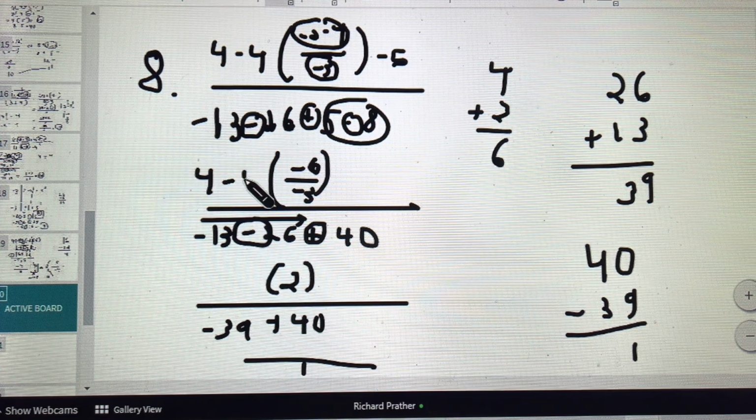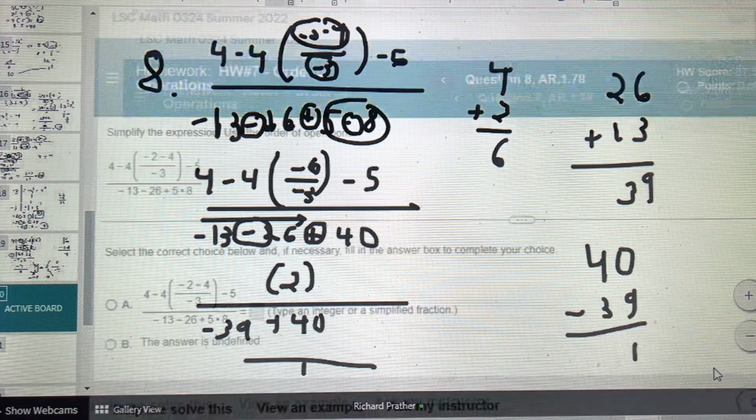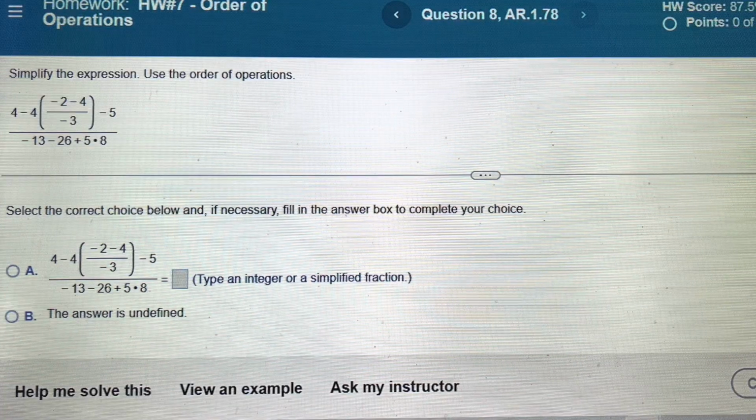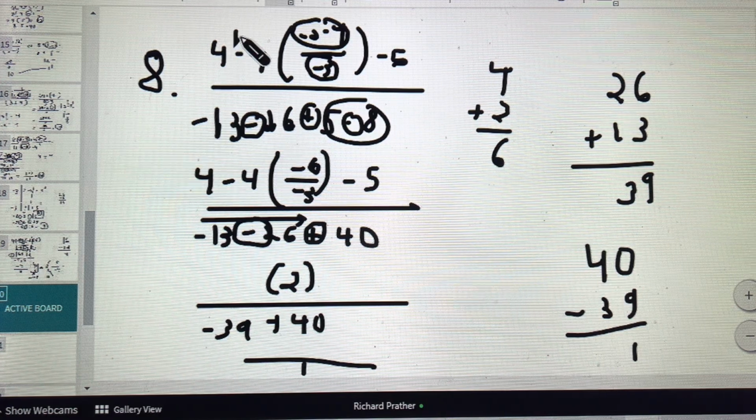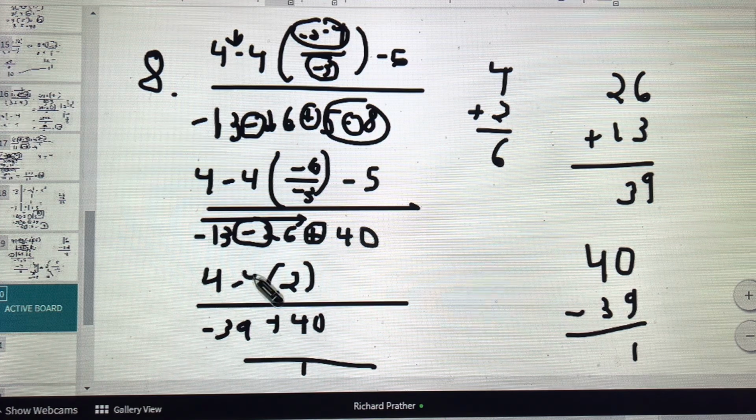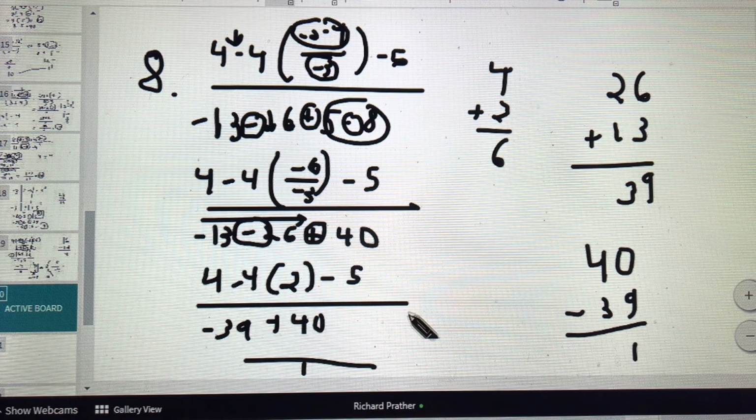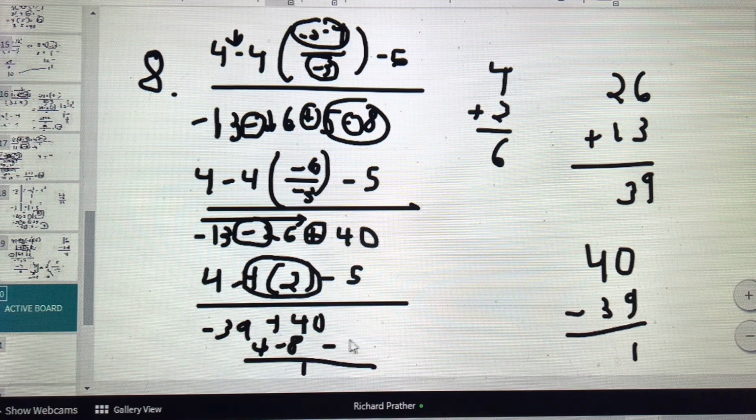Rewrite everything else. Or I don't remember if that was times or minus. Let me check. It was minus. Okay. I couldn't read my own writing. I didn't know if this was times or minus. It's minus. 4 minus 4 times 2 minus 5. So I would have to multiply next. 4 times 2 is 8. 4 minus 8 minus 5.